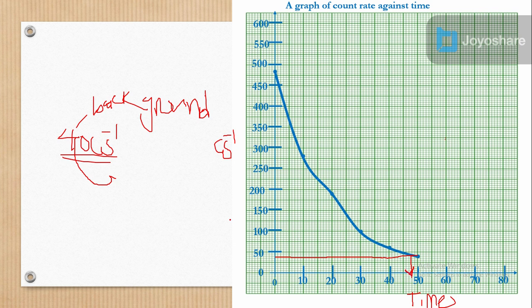Why that time? It is because 40 counts per second is one which is safe. So you come and look out for the 40 counts here. Now once you see the 40 counts, draw that line to join the curve, then where it meets the curve downward, that's really the time which is required.